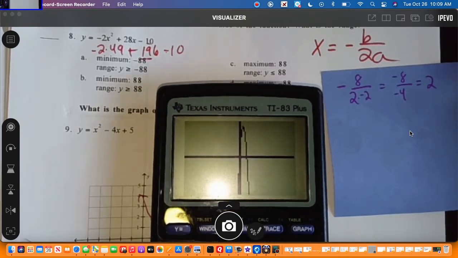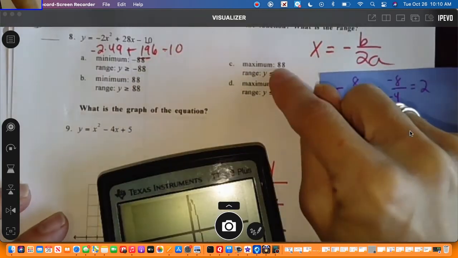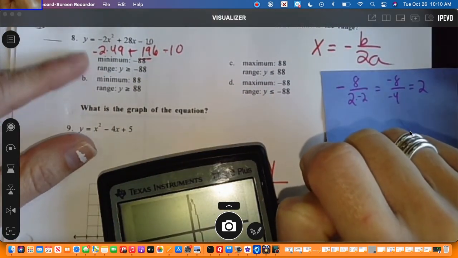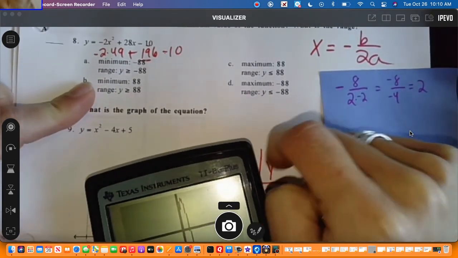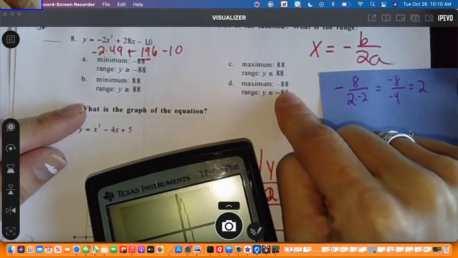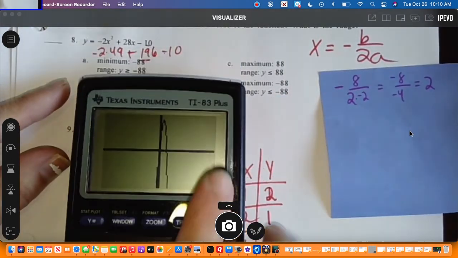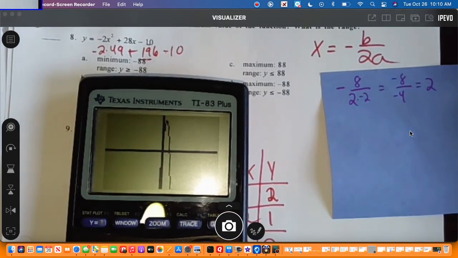What are your Y values? From 88 and down. So less than or equal to 88. But that's the only answer choice where it says a maximum of 88. Those both said minimums. Is it even a minimum? No. That one was a maximum way down at -88. That would have been way down here. Our maximum's at 88. Everybody good with that?